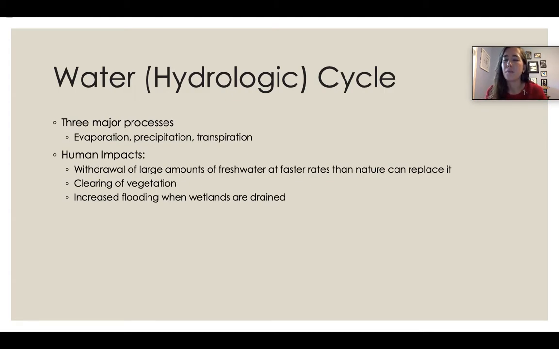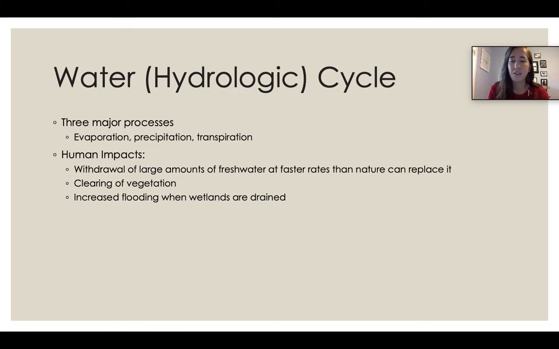Evaporation, where it goes from liquid to gas, precipitation, where it goes the other way, and transpiration, where plants release the water into the air. We have human impacts on our water cycle. Obviously, we impact everything. That's what we're best at. And so the way that we are influencing our water cycle is we are withdrawing and using up a ton of fresh water. So we're using up fresh water at rates that are higher than nature can replace it. We are demanding a lot of our freshwater resources right now.